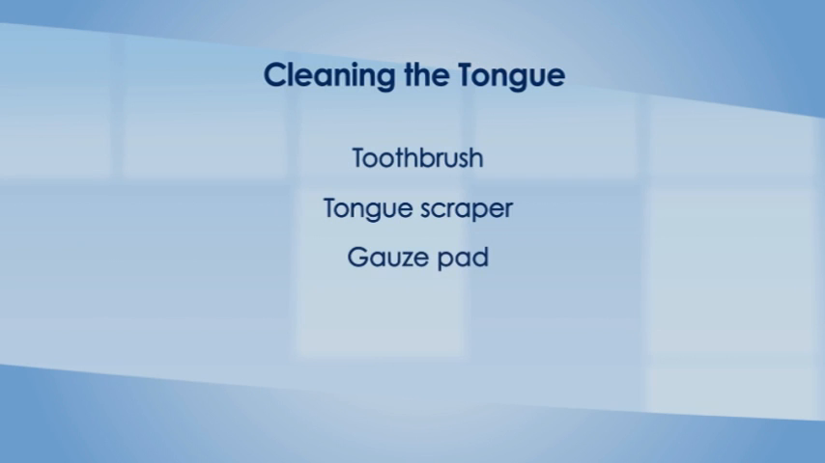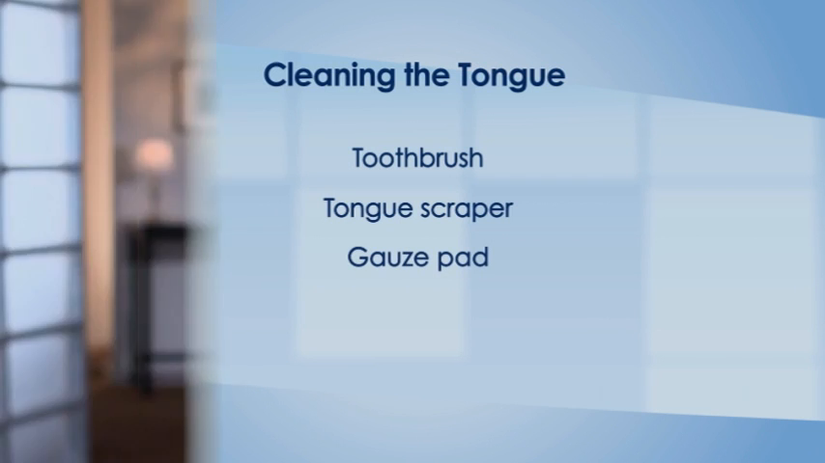For people who can't open their mouths wide, there's another option to clean the tongue. Use a gauze pad dipped in water, Listerine, Biotene, or chlorhexidine. Wrap it around a cotton swab and rub it along the tongue.